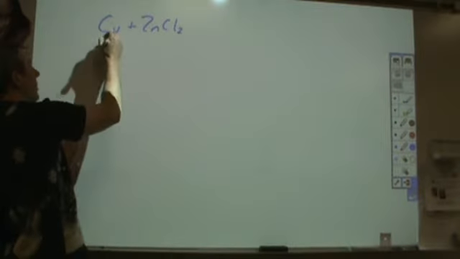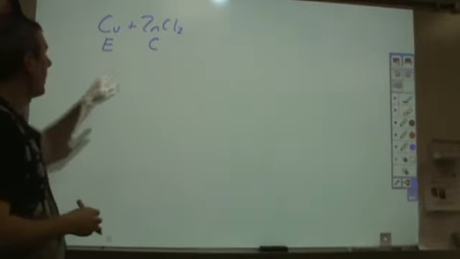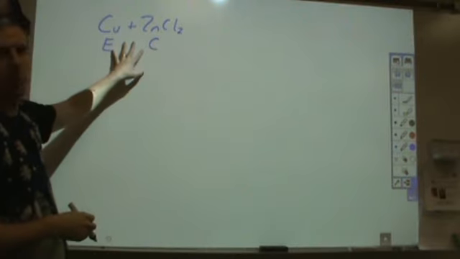So here I have copper alone, that's an element. If you have a diatomic, that's still an element. And then I have a compound here. Okay, so an element and a compound is going to be a single replacement reaction.